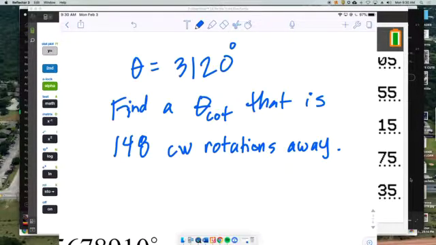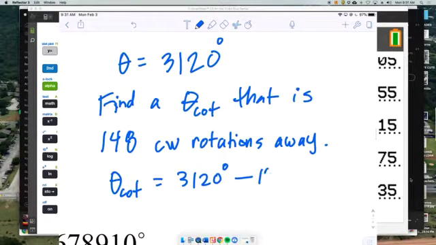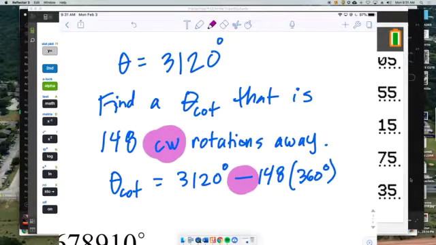Are we adding or subtracting 360 multiples here? We're subtracting. How do we know we're subtracting here? Clockwise. Very good. Clockwise is always negative, all right? So here's what I would expect to see. Theta coterminal is 3120 degrees minus 148 times 360 degrees. Or plus 148 times negative 360. I don't mind if you do that. But we're subtracting because it's clockwise. All right, so am I going to be picky about your degree symbols being there? Absolutely.